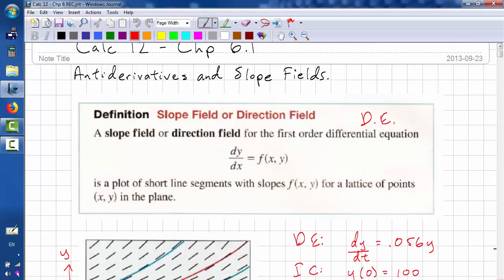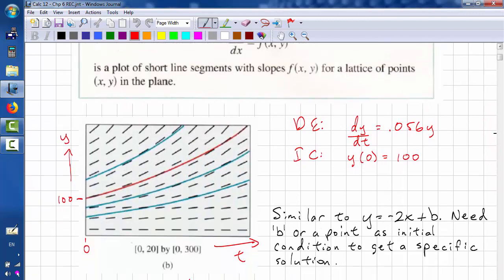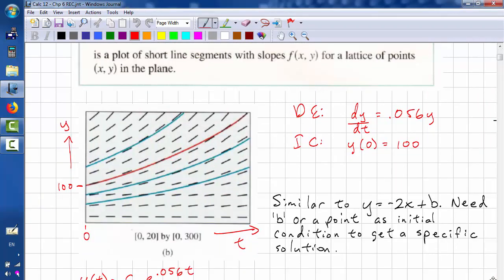So this isn't as complicated as it sounds. Basically, we can find the slope anywhere for the function. And if we have an initial starting point, we find a particular function.